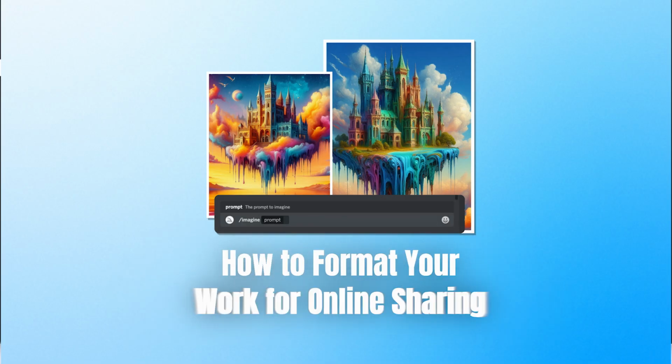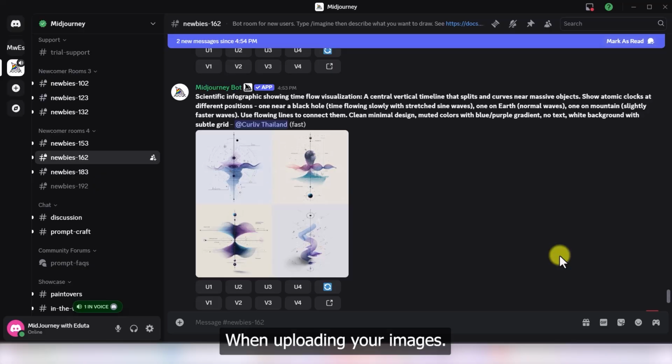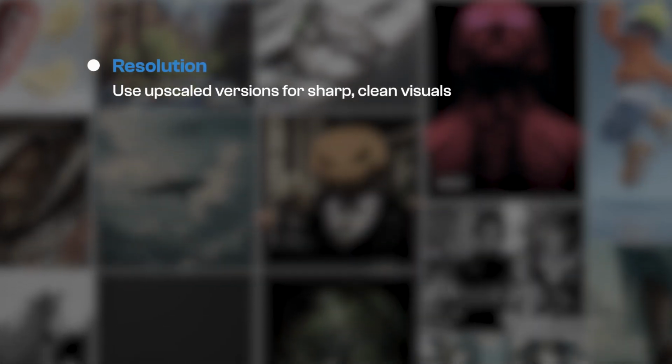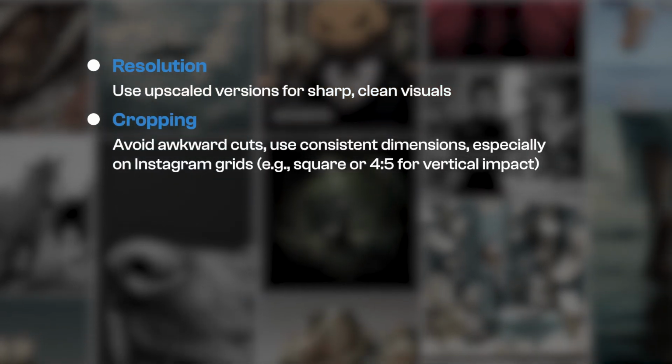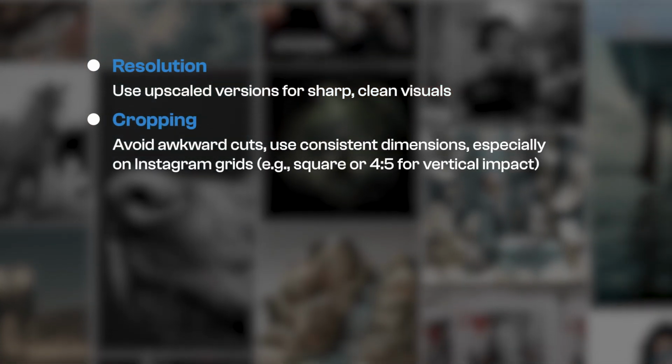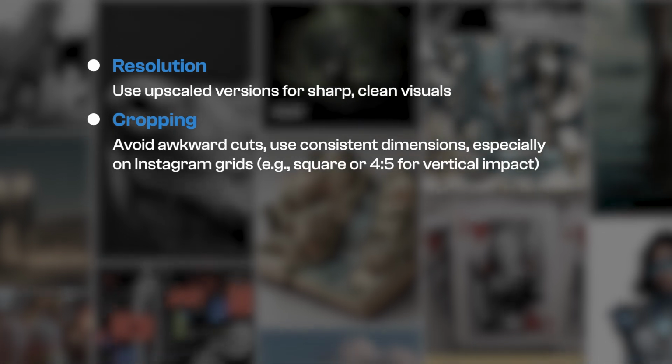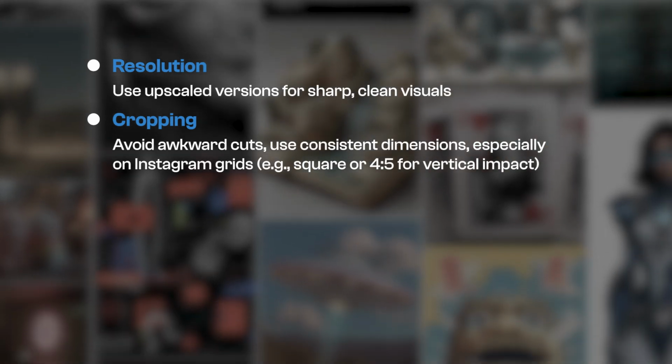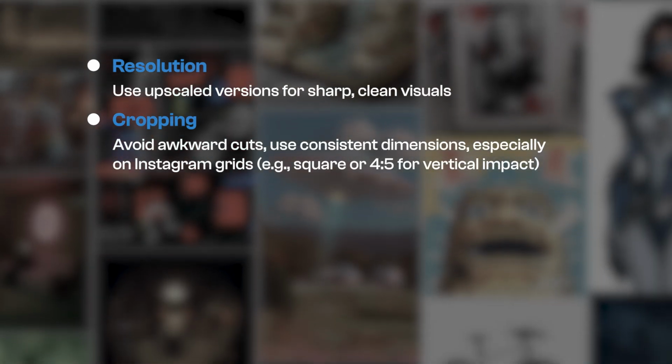How to format your work for online sharing. When uploading your images, consider resolution: use upscaled versions for sharp, clean visuals. Cropping: avoid awkward cuts. Use consistent dimensions, especially on Instagram grids. For example, square or 4:5 for vertical impact.